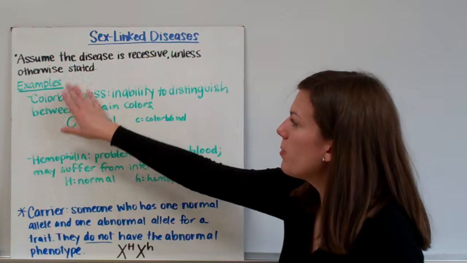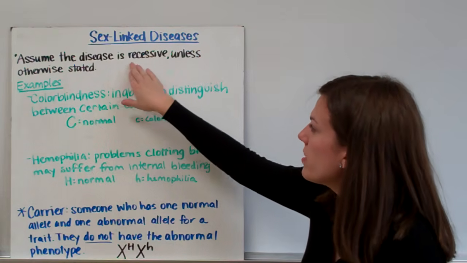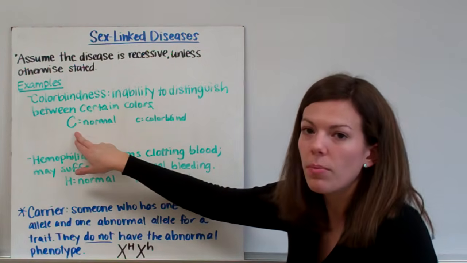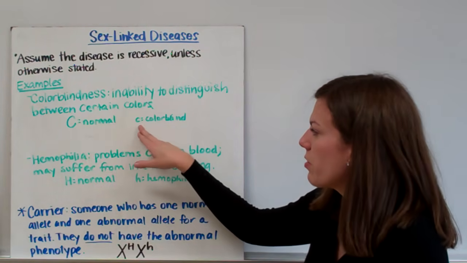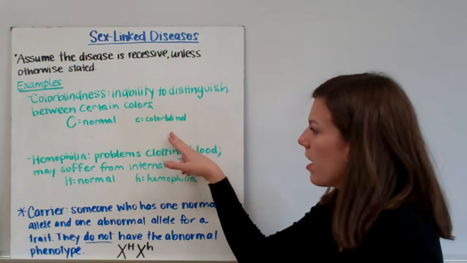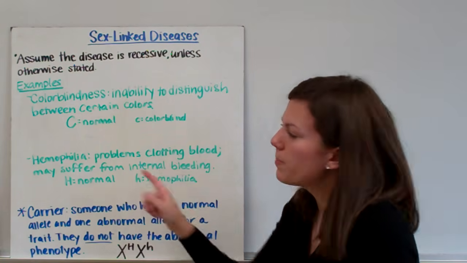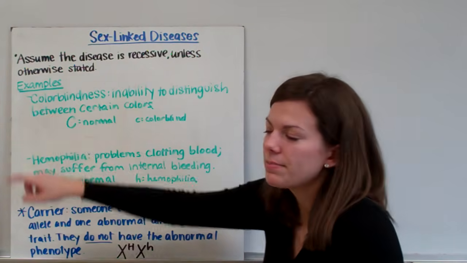Now, remember we said that all sex-linked diseases are normally recessive unless otherwise stated. So a big C would be normal, it's dominant, and the little c, or recessive, would be for colorblind. You can pick which letters you want to use, but it's easy just to name the alleles based on the first letter of the disease.